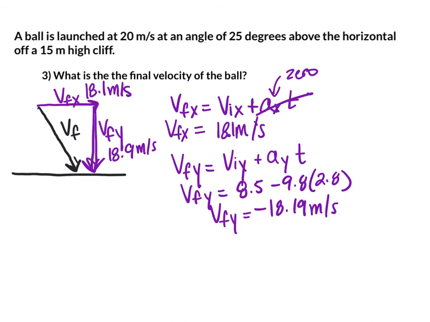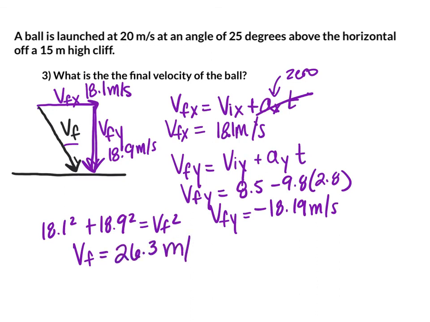So now we can ultimately find the VF by using the Pythagorean theorem. We're going to have 18.1 squared plus 18.9 squared, and that will give us VF squared. When you work all of this out, you're going to end up getting a final velocity of 26.3 meters per second. And that is what the ball will hit the ground at.